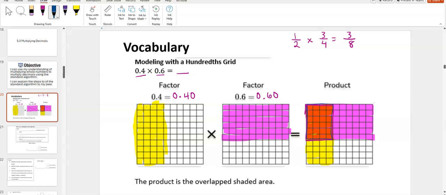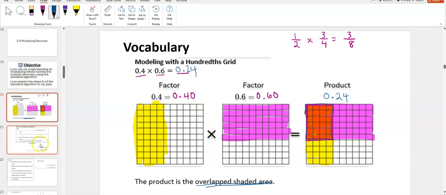So if I count every single box in here, 4, 5, 6, 7, 8, 9, 10, 11, 12, 13, 14, 15, 16, 17, 18, 19, 20, 21, 22, 23, 24, that is 24 hundredths, and that is my answer. So 4/10 times 6/10 is 24 hundredths, and you can see visually that that is a smaller section of my grid, okay? So this is how we multiply decimals using a visual model, but we are not going to do this.